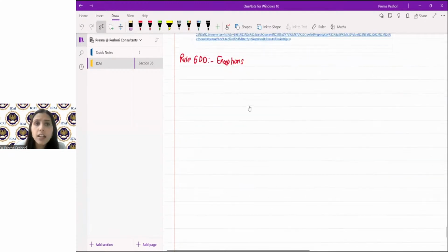So as we have done till 40 and 40A, which was on the disallowances, now we are moving towards section 43B. What is section 43B? Section 43B is on the deduction on the payment basis. Deductions apply on the payment basis, right? So what does section 43B say? Let's look at the screen.